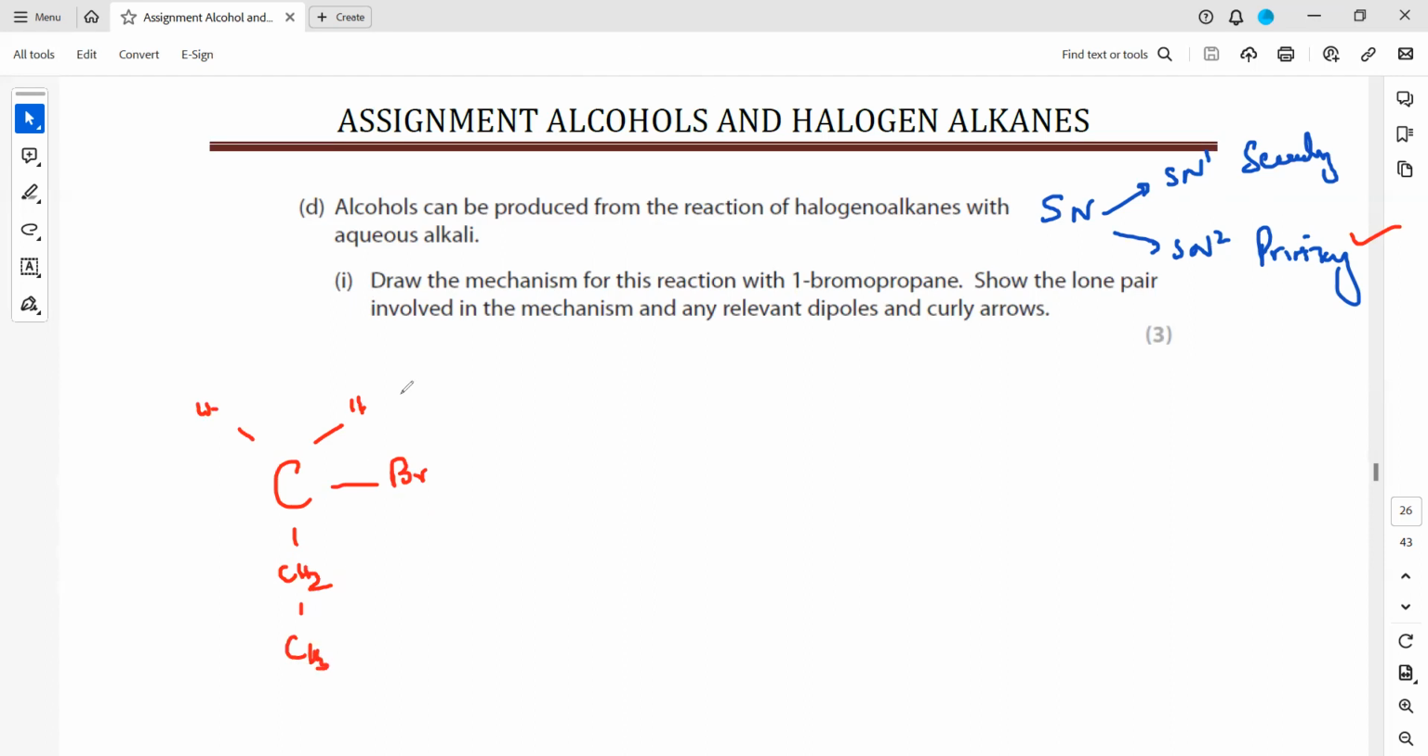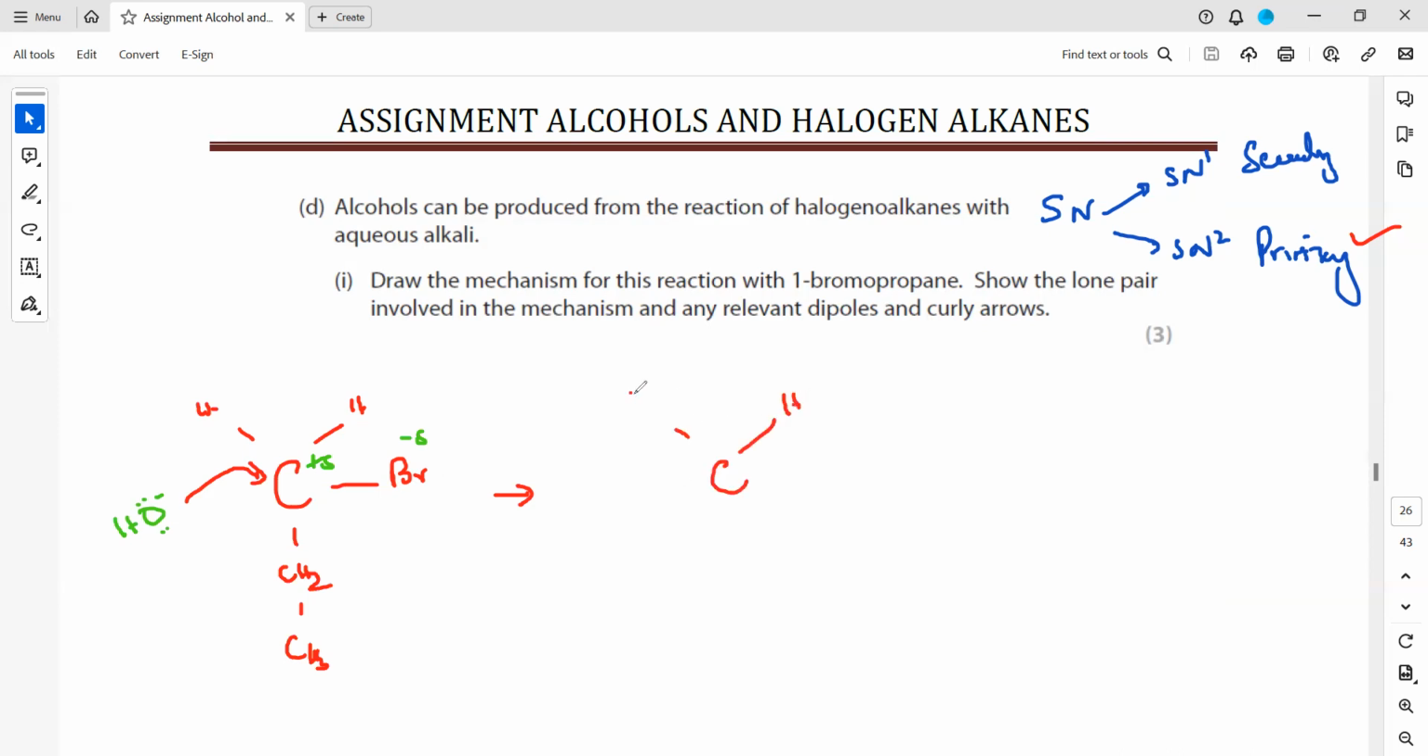Halogens are more electronegative, so there will be a partial negative and a partial positive charge. And what will happen? The attacking nucleophile is there, oxygen with a negative charge, so it will attack the positive center. This is the first step. Then in the intermediate, bond breaking and bond forming will take place at the same time.